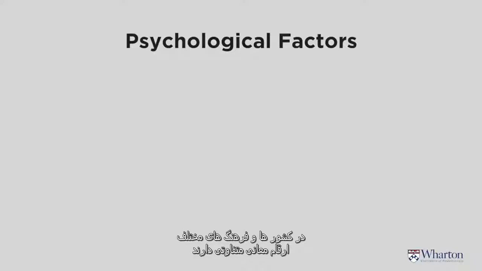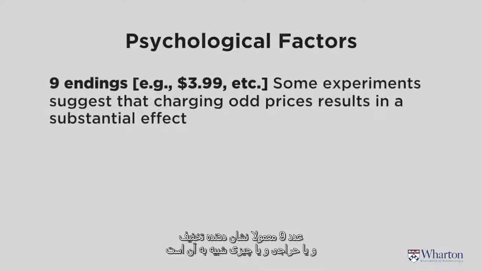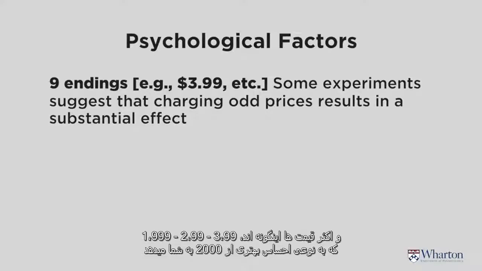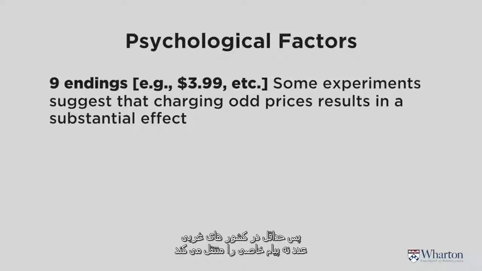So in certain countries or cultures, digits have particular meanings. So in Western cultures, 9s usually indicate a discount or a sale or something of that magnitude. So that's why a lot of products are priced at $3.99, $2.99, $1,999. Somehow it feels better than just $2,000. So 9s are a special kind of number, at least in Western cultures.